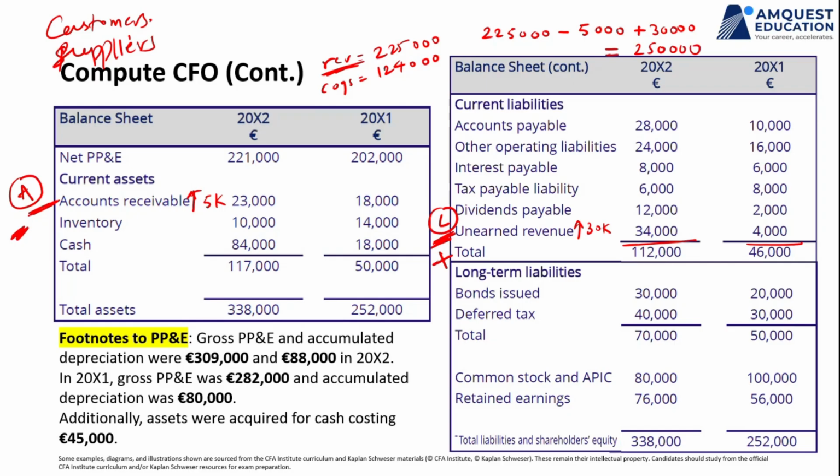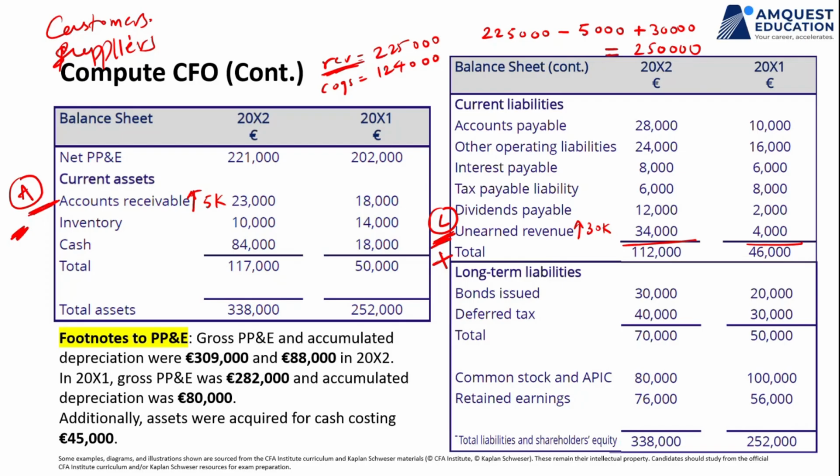That is the amount of cash you have collected from your customers. Revenue minus increase in receivables plus increase in liabilities. All increases in assets are subtracted. Okay, so that is your first element. That is the cash collected from customers.